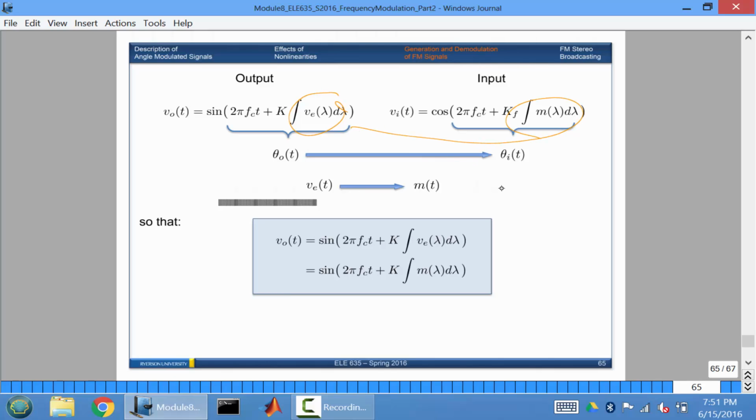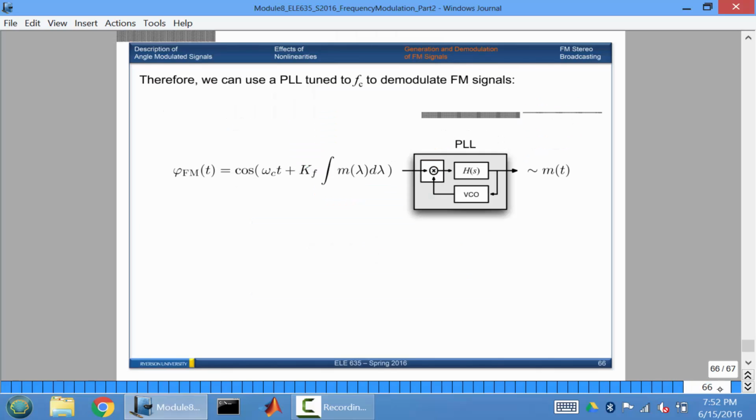So what you can do is make the error signal, whatever the error signal coming out, the actual message signal itself. So you can actually use the error signal of the PLL to demodulate your actual signals. That's what the whole point of the phase lock loop is. You can use it directly. Therefore, you can use the PLL that is tuned at the carrier frequency to demodulate FM signals. So you actually don't use this guy. You use the actual error signal, so this is v_e(t). You use the error signal to demodulate your FM signals instead. That's something that you want to take into account.